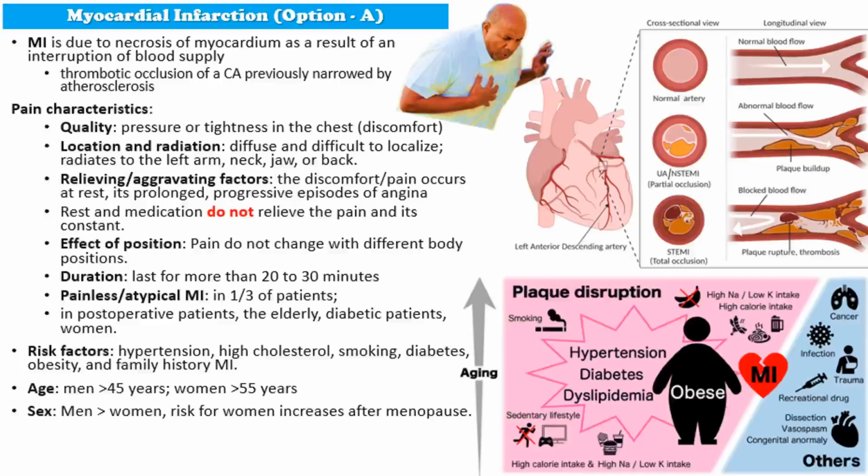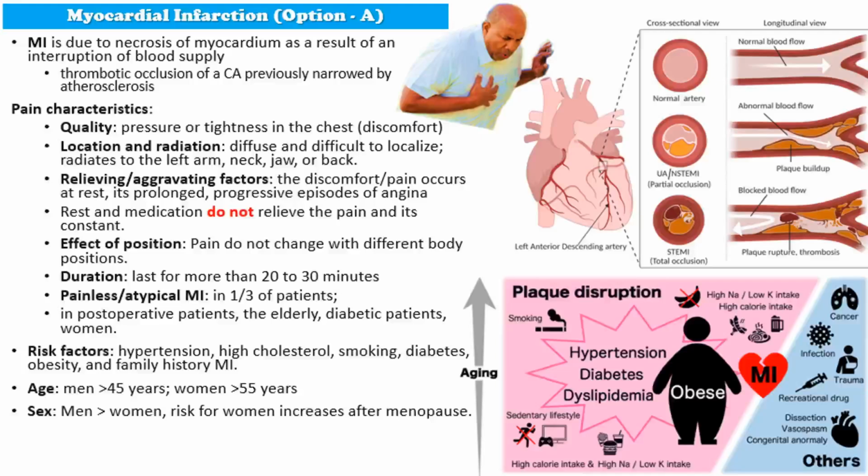features. Myocardial infarction describes myocardial cell death caused by interruption of blood supply. Typically this occurs after a thrombotic occlusion of a coronary artery previously narrowed by atherosclerosis. The typical pain associated with MI is often described as a pressure, tightness, or squeezing sensation in the chest. Ischemic pain is often diffuse and difficult to localize. Generally it may radiate to the shoulder, arm, neck, or jaw.